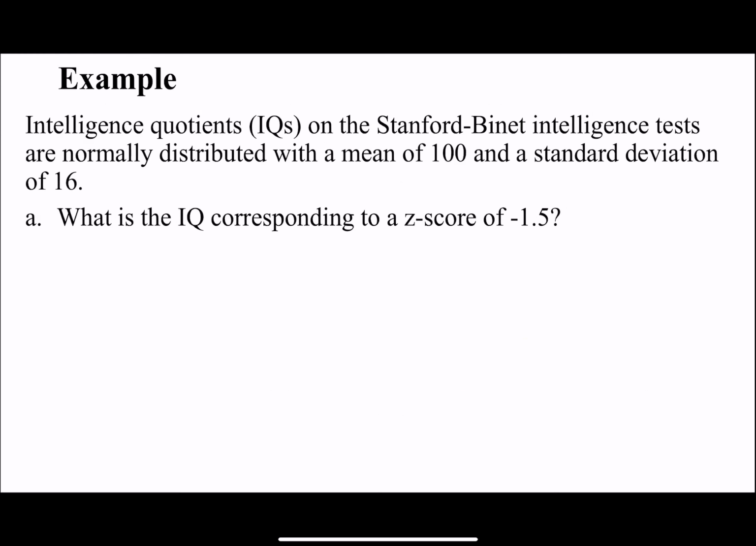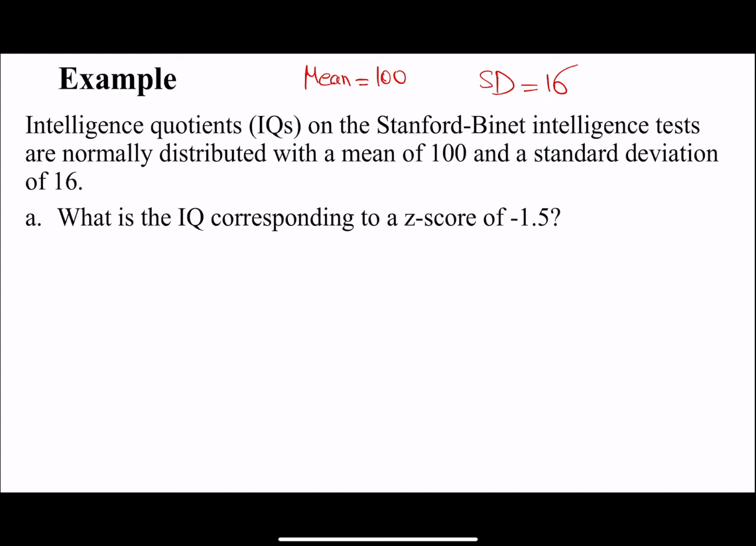Here we go. Let's go back to the IQ example. We said that IQ scores are normally distributed. The mean value is 100 and the standard deviation is 16. What is the IQ corresponding to a z-score of negative 1.5?